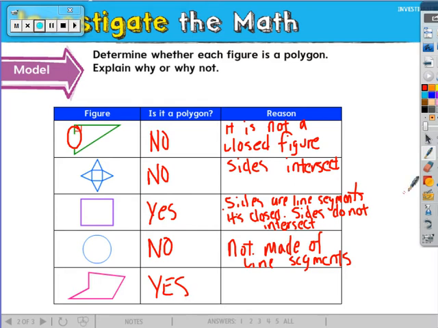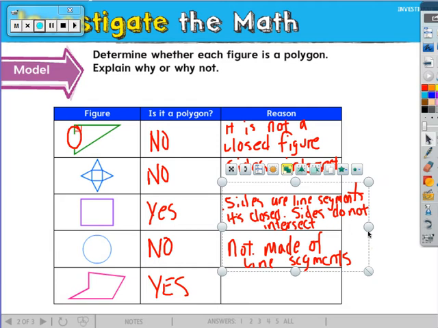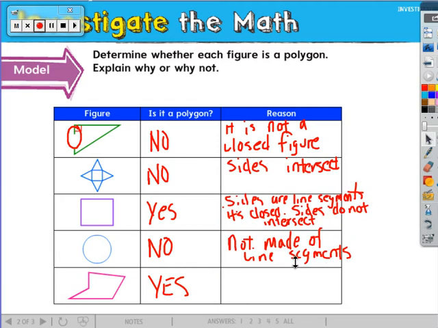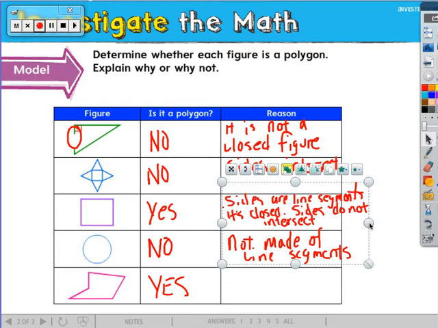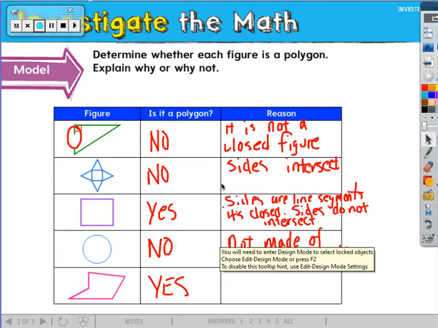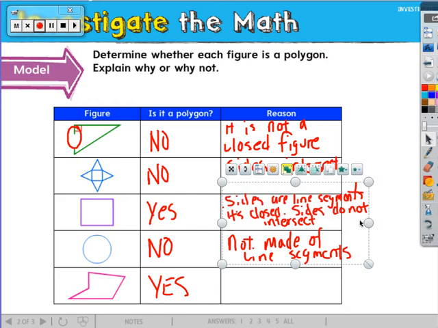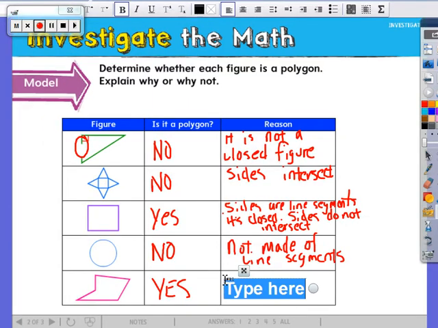And just because I don't feel like rewriting all this, we're going to go like this. No, not like that. Come on. I just want this part. Oh, it's not going to let me do it. Shoot. Yeah, probably, huh? Why don't you just do it like that and then erase the not made of line segments? That's all right. I'll just type it. Make it small. Boom, boom, boom. All right.